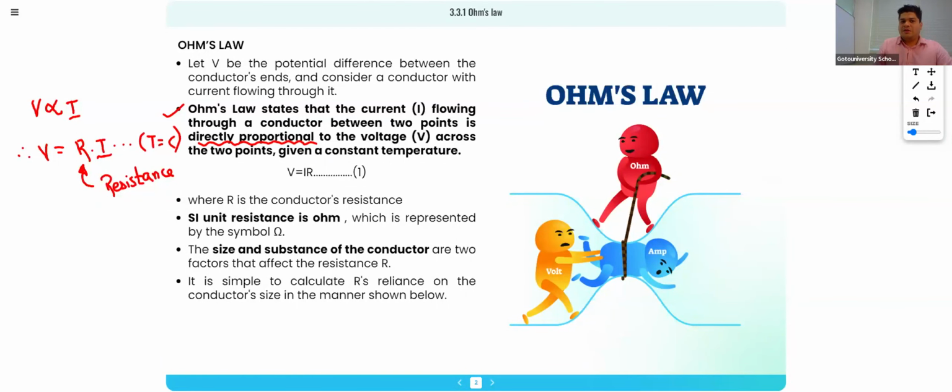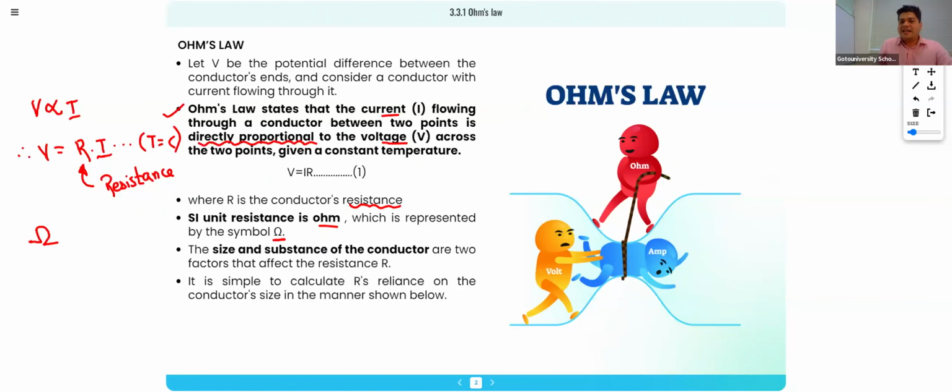Okay, Ohm's law. In Ohm's law, current is represented by I, voltage is represented by V. Ohm's law states that voltage is directly proportional to current at constant temperature, where R is your resistance. And what is resistance represented by? It is represented by the Greek symbol Ohm. The SI unit of resistance is ohm, and it is represented by the symbol Ω. This is the ohm symbol.